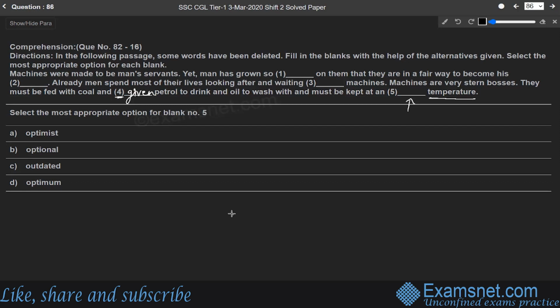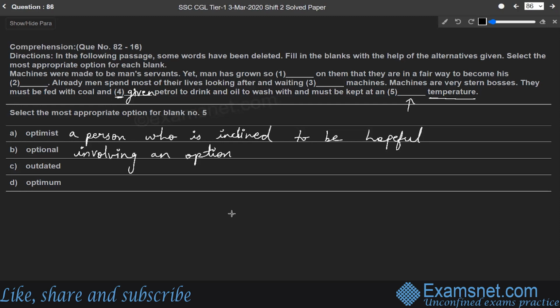Okay. First, let us have a look at all the options. Options are optimist, optional, outdated, and optimum. So the first word is optimist. Optimist is a person who is inclined to be hopeful. Second option is optional. Optional means involving an option. In simple words, it is simply not compulsory. Like we have an option to do something, but that is not compulsory.